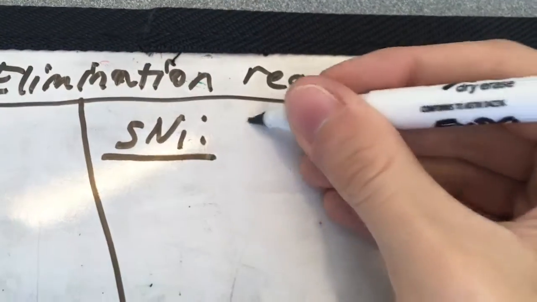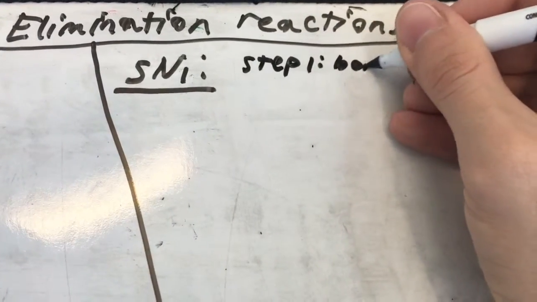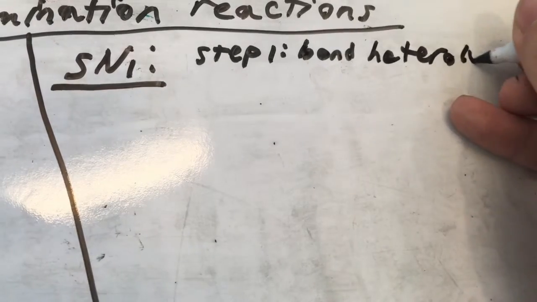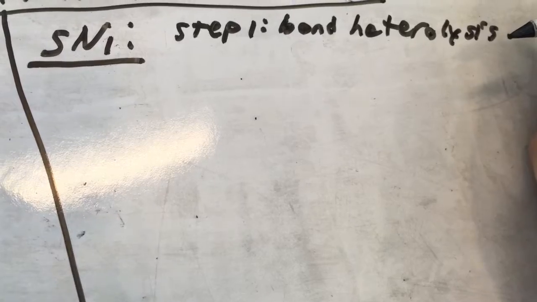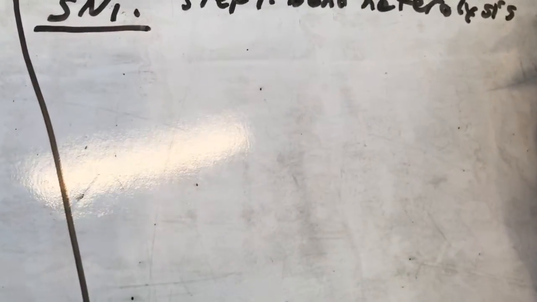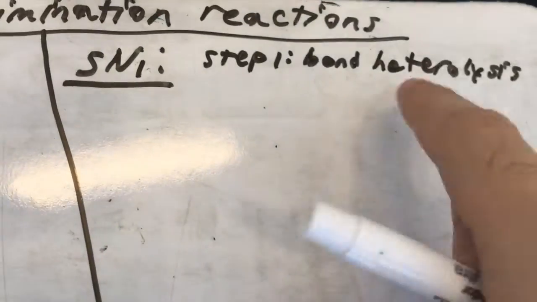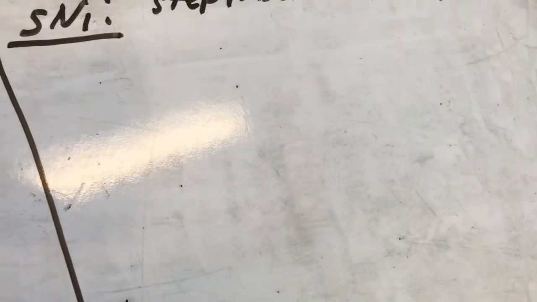Now SN1 is different from SN2 in that it has two steps. So we have step 1, bond heterolysis, or the breaking of the bonds. This first step is going to be your rate determining step. It's your longest step in the whole thing, and the other steps are going to be faster and quicker. Basically this is the step that determines what the mechanism is, how it's going to proceed.